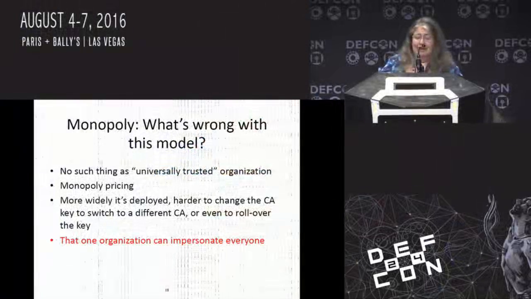Well, there is no such thing as a universally trusted organization. There's also the problem of monopoly pricing, because the more widely deployed it gets, the harder it is to convert, so you're willing to pay more money than to try to reconfigure everything. And that one organization can impersonate anybody.